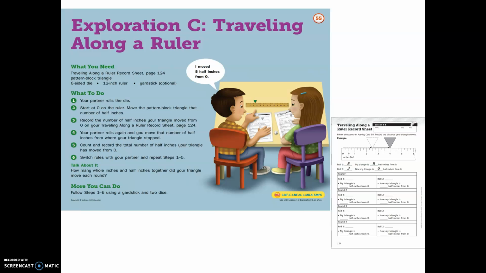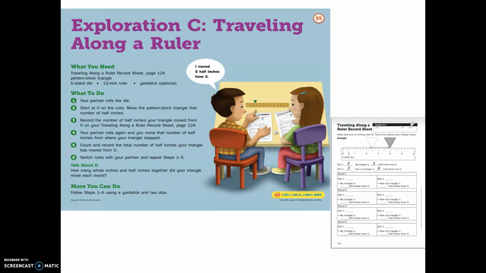And then your partner rolls again, and you move that number of half inches from where your triangle stopped. Count and record the total number of half inches your triangle has moved from 0. And then switch roles with your partner and repeat steps 1 through 5. And you can do some talking about it. How many whole inches and half inches together did your triangle move each round? And you can play this 4 rounds.